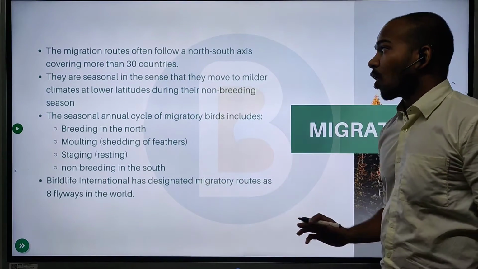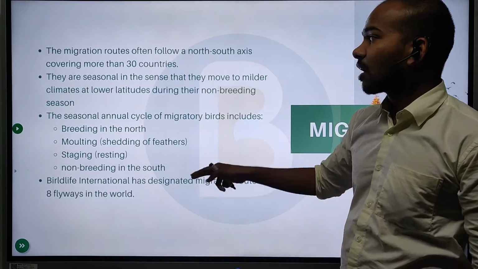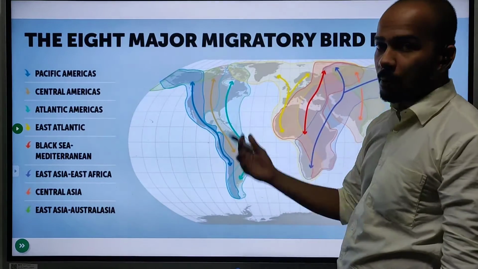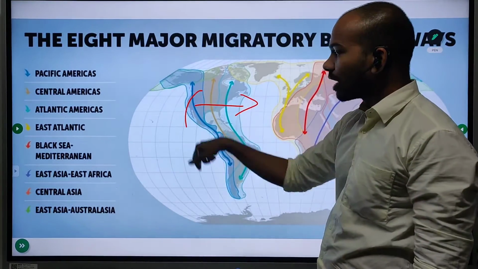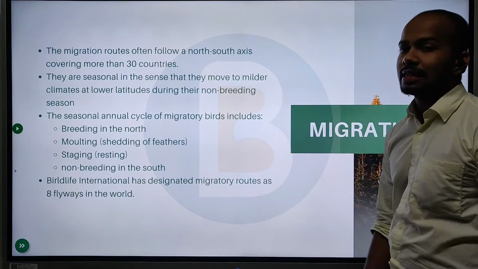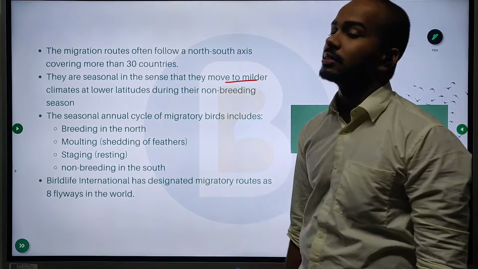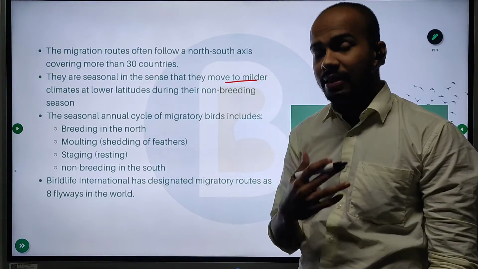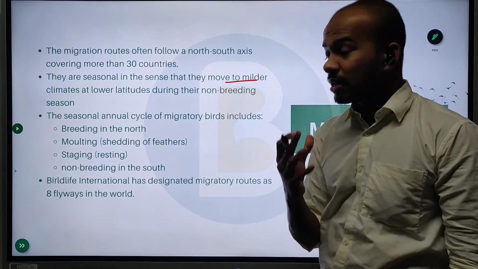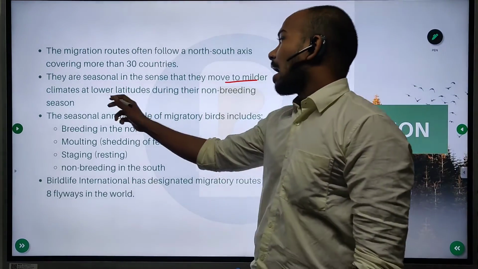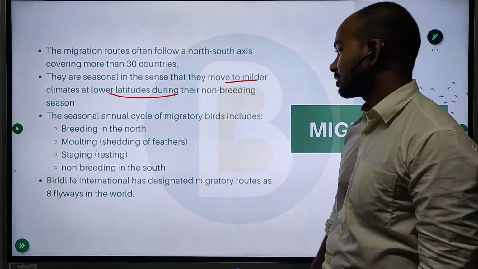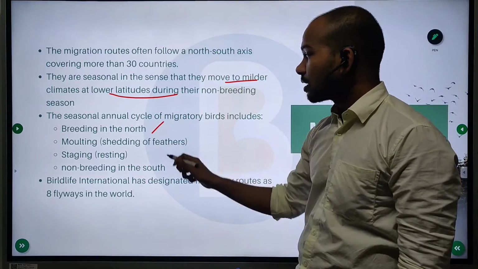The migration routes often follow a north-south axis covering more than 30 countries. You can see in this map, it's following a north-south axis. There is no migratory route which is going east to west, right? North-south axis it is following. And they are seasonal in the sense that they move to milder climates, searching for much more favorable climatic conditions, much more favorable seasons. They will move to milder climates where the climate is not very extreme, at lower latitudes during the north breeding season. And the seasonal annual cycle of migratory birds includes breeding in the north, molting.